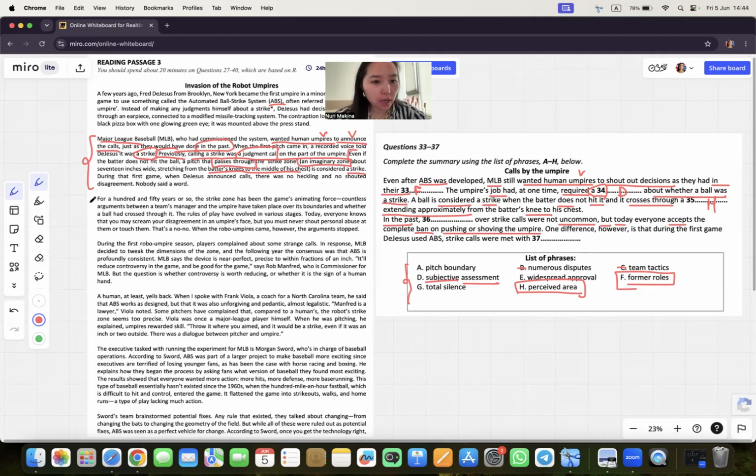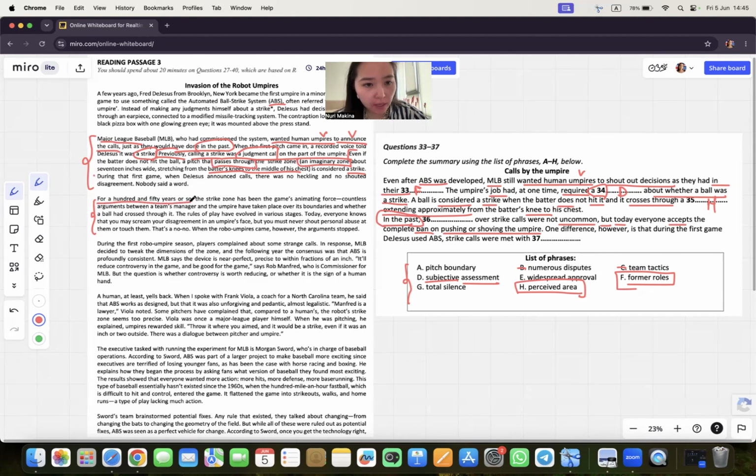Okay, but today. So, let's keep reading, but remember that the answers don't come in order. During that first game, when the umpire announced calls, there was no heckling and no shouted disagreement. Nobody said a word. No, that's not what we're looking for. We have nothing about banning, uncommon strike calls. No. So we're going to keep reading from this point. For 150 years ago, yes, this is the other way to say in the past, okay? So let's highlight it. Let's keep reading.